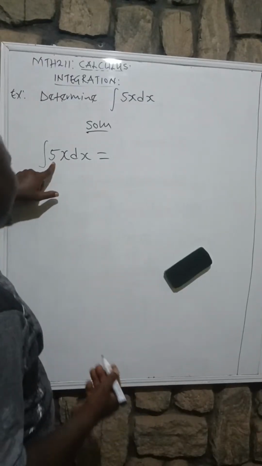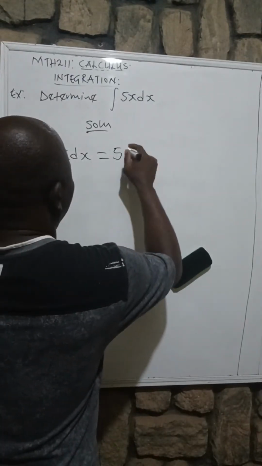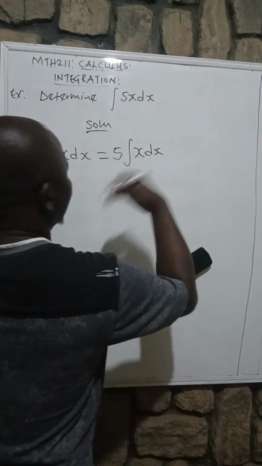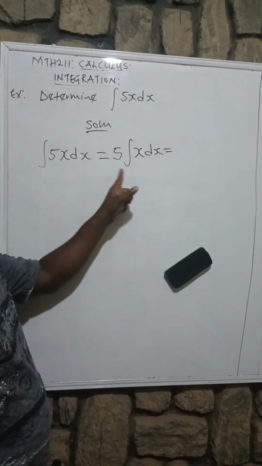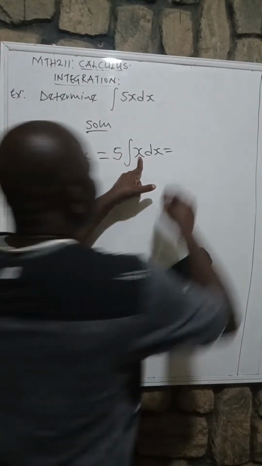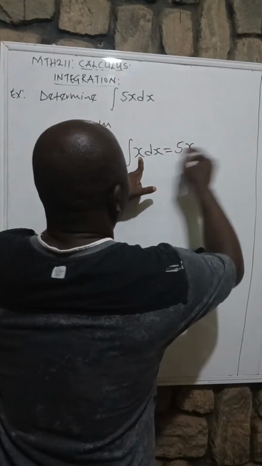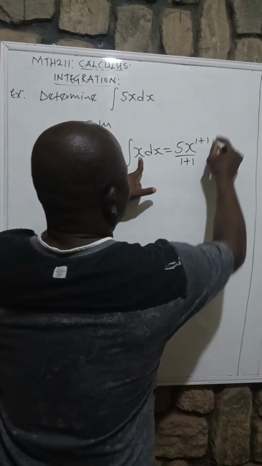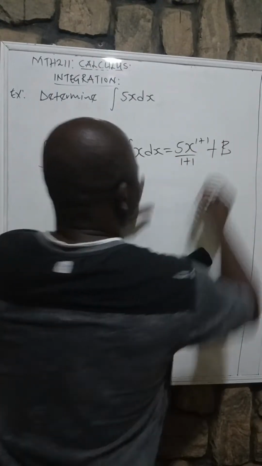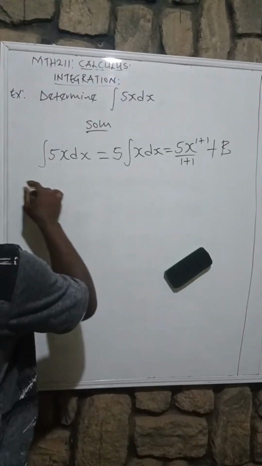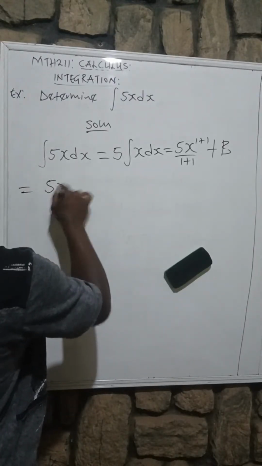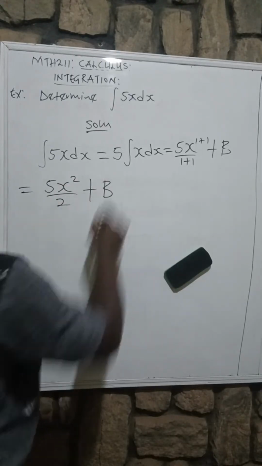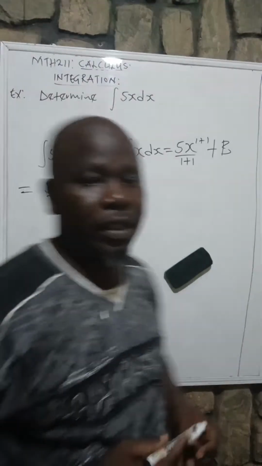5 is a constant, so we can write 5 outside: 5 integral x dx. So if we are to integrate this x, we are going to have 5 times x raised to the power of 1 plus 1 all over 1 plus 1 plus any constant, either b. True or false? Then this is equals to 5x squared all over 2 plus the constant. So this is how to integrate any given function.